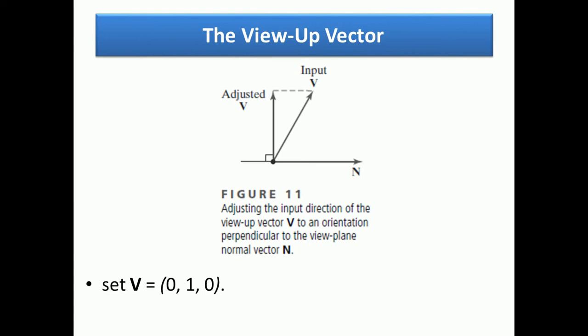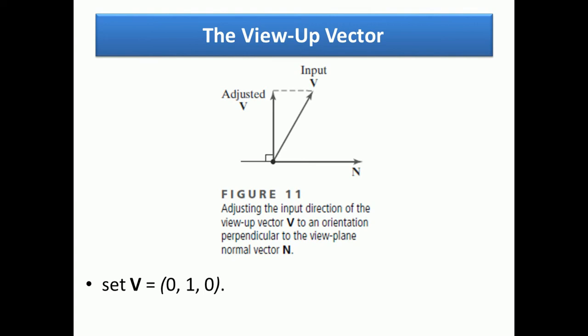Usually V is defined by selecting a position relative to the world coordinate origin, so that the direction for the view up vector is from the world origin to the selected position. Because the view plane normal vector capital N defines the direction for the z view axis, vector V should be perpendicular to capital N. So this is very important. The view up vector should always be perpendicular to capital N.